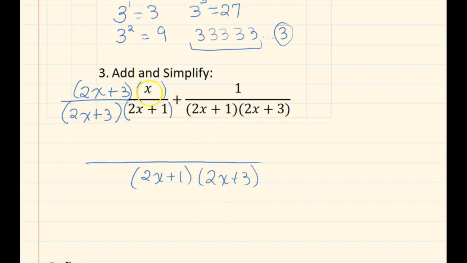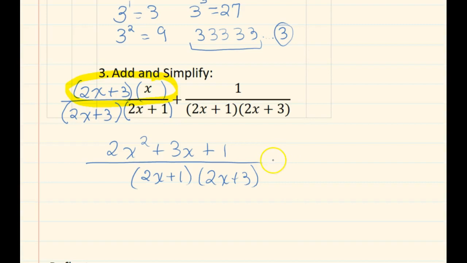When I multiply the top part up here, we're going to see that we get 2x squared plus 3x. Then I still have the 1 from the second fraction, so plus 1. So now the next question is, can this be simplified?